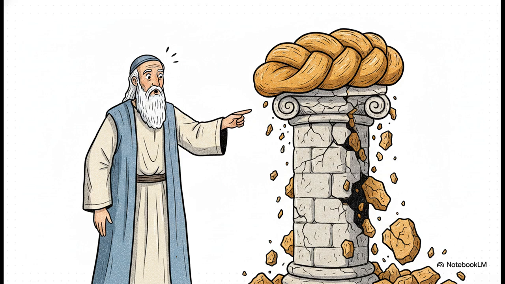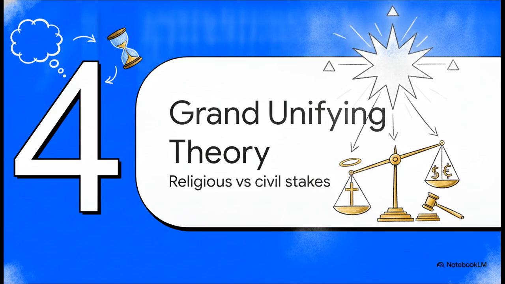The established law actually dictates that if the timing of the dough is uncertain, the court rules stringently, and the convert is completely obligated to separate the portion. Rava's theory of presumptive status just completely collapses under the weight of this dough case. So, Rava pivots to a grand unifying theory, distinguishing between religious and civil stakes.